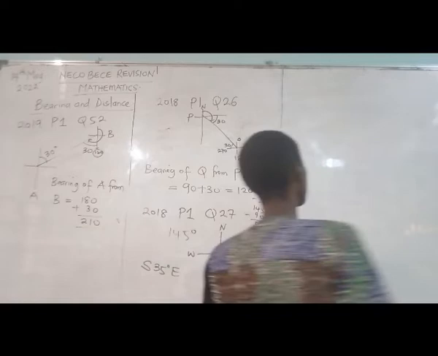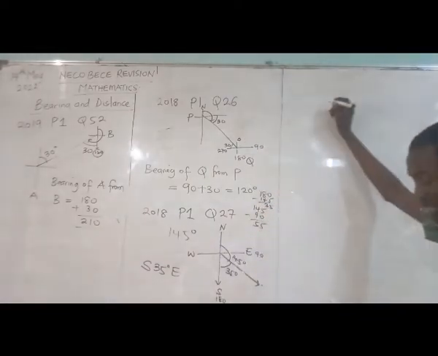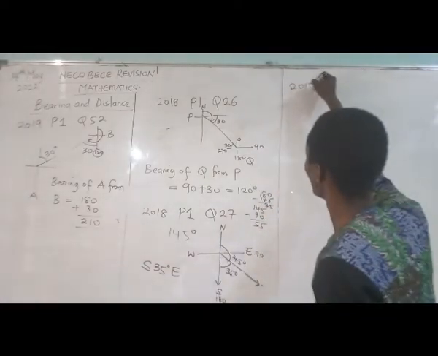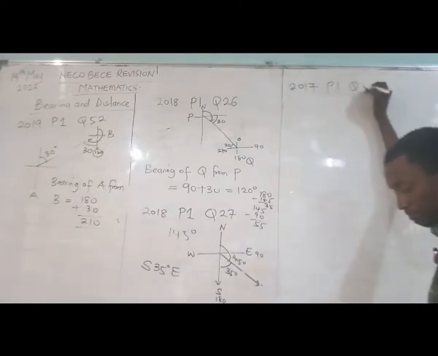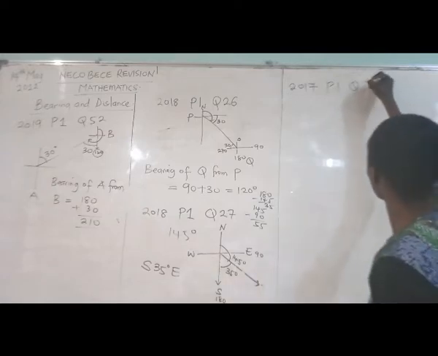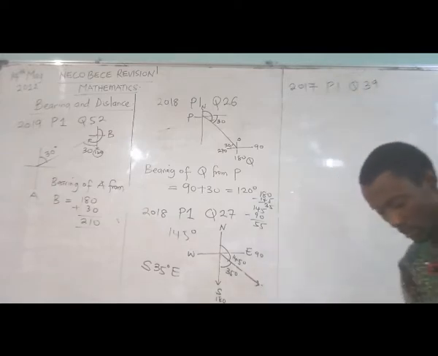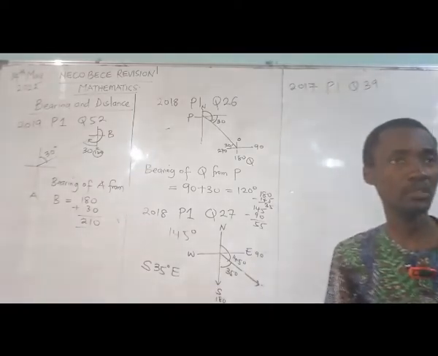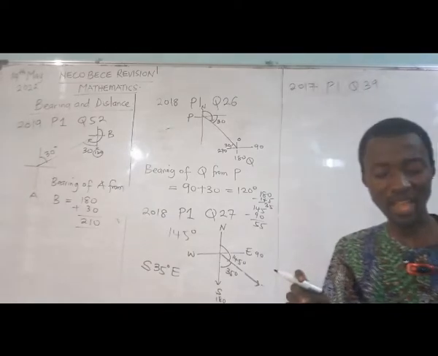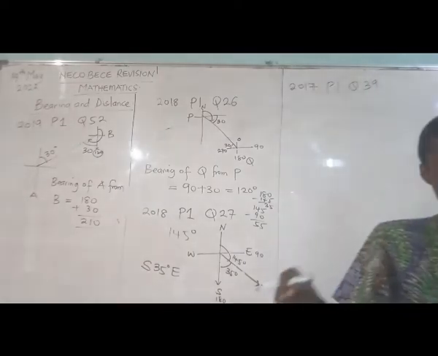So we'll go to 2017. Paper 1, question what? That year we have it on question 39. Please confirm. A school, B is 16 kilometers due west of the school.